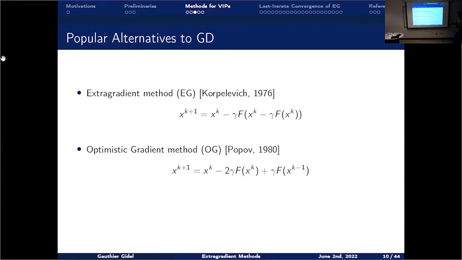So in some sense, what you do is you do a gradient step to compute this point, which is kind of looking at the future. You look at what's going to be the future if I were to do a gradient step. And then I compute the vector field at this future point. And that gets a bit of the information of the curvature of the vector field.